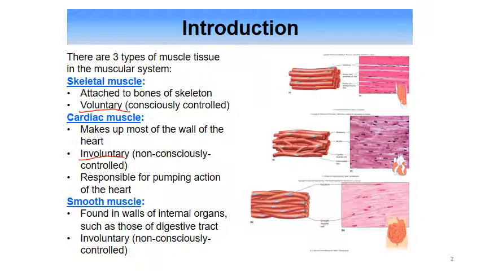Then the smooth muscle is found in the walls of the internal organs. So this is for the blood vessels as well, inside the walls of the stomach, the small intestine, large intestine. And smooth muscle is instead involuntary.